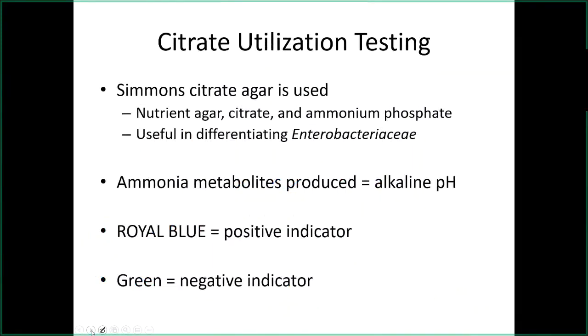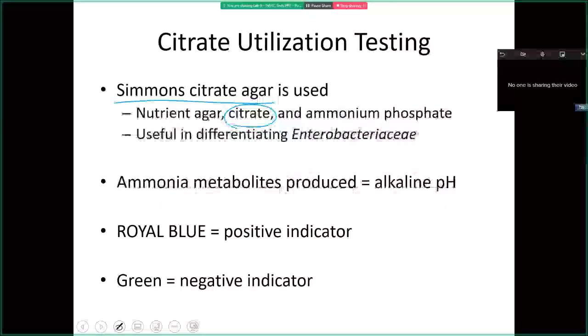And the last thing in the IMViC series of tests that we want to know is whether or not the organism utilizes citric acid. And citric acid can be another carbon source. So some organisms have the genetic means by which to produce enzymes to do that. Others don't. Others are not equipped to utilize citrate. So we can differentiate on the basis of that as well. And so we use this agar. It's called Simmons citrate. So it's a nutrient agar. It contains the substrate, citrate.